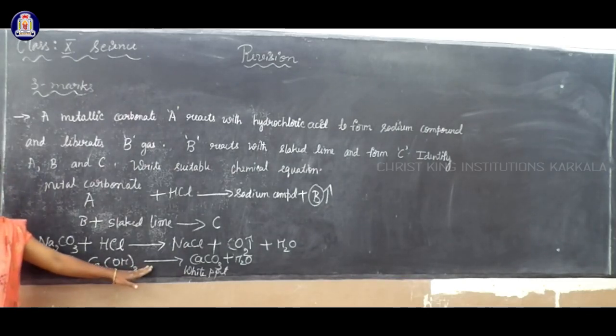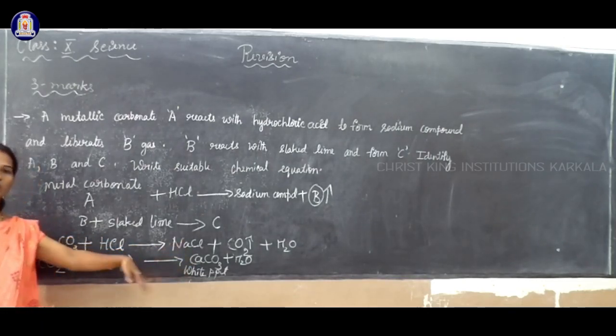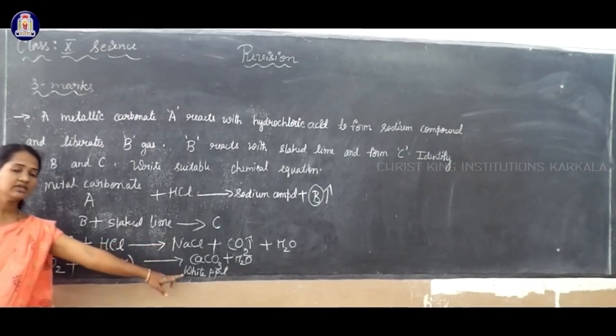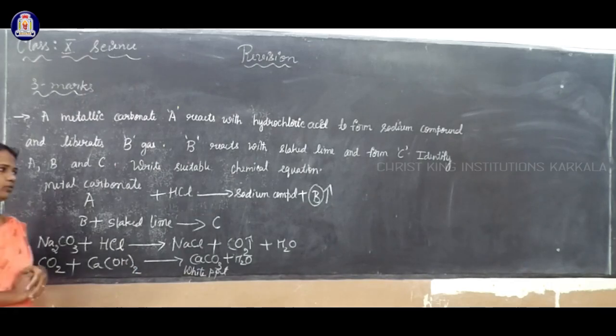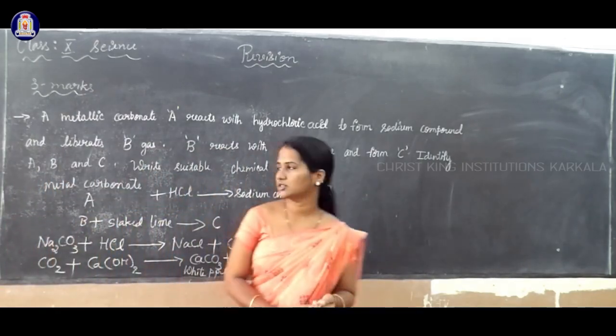The reaction continues in the next book. If you pass more carbon dioxide, the white precipitate disappears and we get calcium hydrogen carbonate. Now we will answer the question.